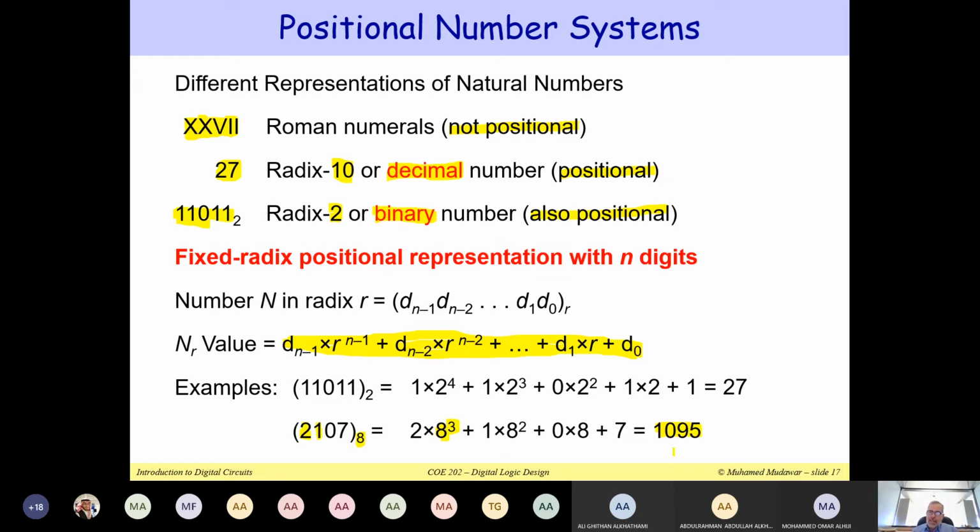This is what I mean by the positional number system. You can choose whatever radix. So in decimal, the radix is 10. We have 10 digits. In binary, the radix is 2. But we can also use another radix. I can choose the radix to be 8, like in this example, or I can choose the radix to be, let us say, 5.